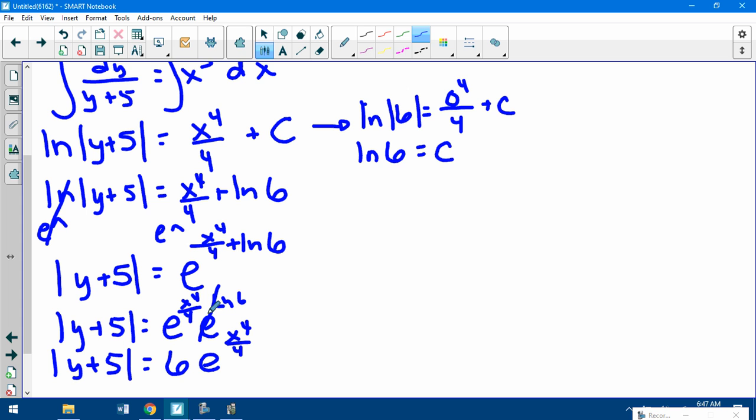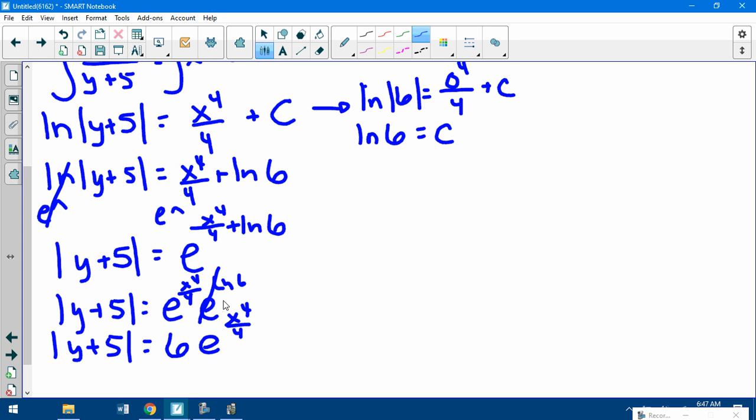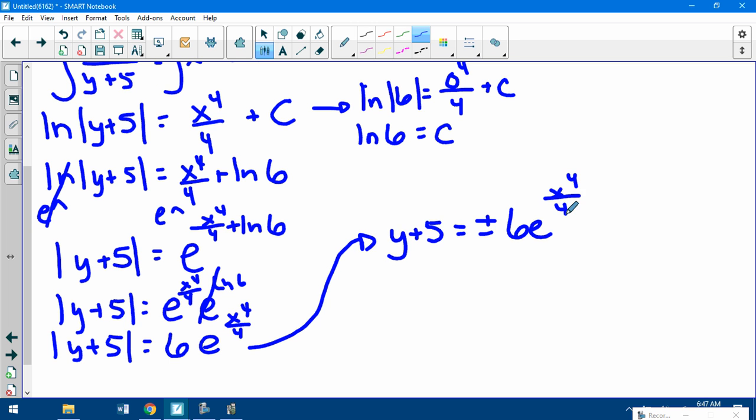We did something like that when I derived that y equals ae to the kt equation. Now how do I get rid of the absolute value? Well, if you want to drop the absolute value when there's a variable, you need a plus or minus. So this is plus or minus 6e to the x to the fourth over 4. And then subtract the 5, y equals plus or minus 6e to the x to the fourth over 4 minus 5.